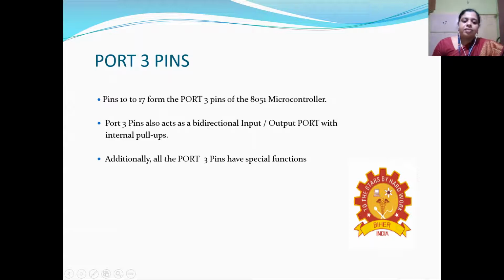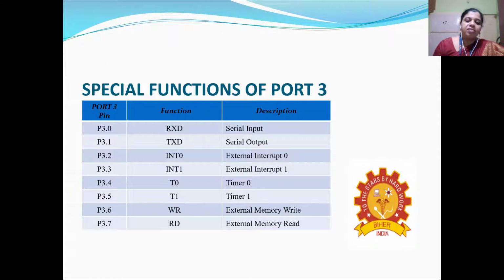So next are pins 10 to 17, which are related to port 3. Pins 10 to 17 form the port 3 pins. Port 3 again acts as a bidirectional input output port along with internal pull-up resistors. And apart from the input output function, this port also has some special functions. These pins will be used for serial communication, for interrupts, for timers, and for external memory access.